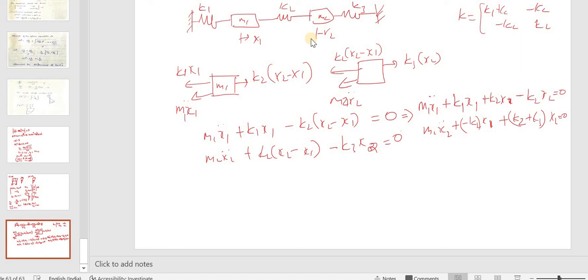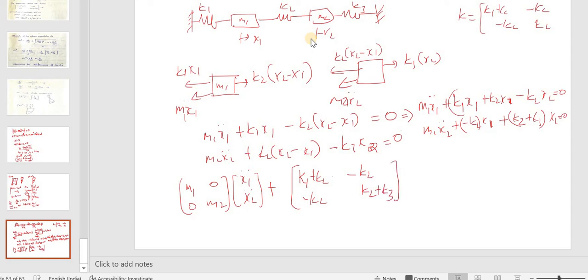So how can I write the matrix from here? I will be getting a matrix m1 0 0 m2, times x1 double dot, x2 double dot, plus what is my k matrix? Here there is k1 plus k2, minus k2, minus k2, here it is k2 plus k3, times x1 x2, is equal to 0. So what is the change that has come here? Here the k3 term is also there.